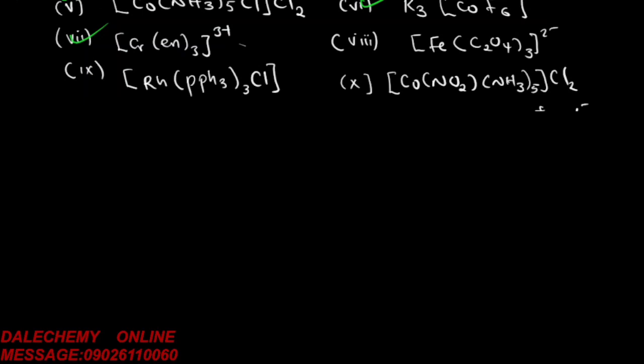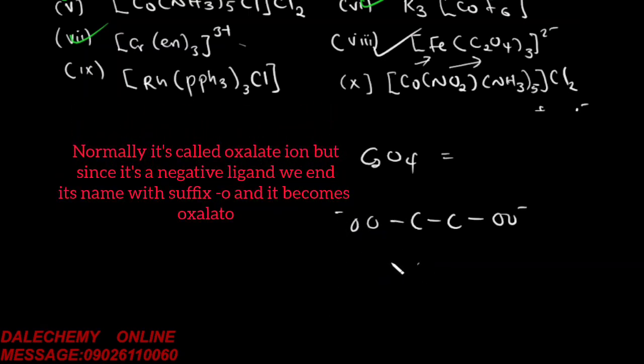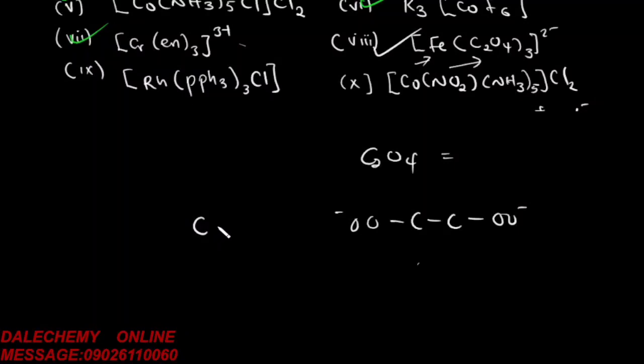Now for this, it's a negative complex. So you just have to name the ligand and the metal, that's all. So for this C2O4, it is an oxalate ion. This is the way they normally draw it. You just put O minus, O minus. So you call it oxalato. Just call it oxalato. Sometimes they will do the structure like this, and this is also having the negative. So it's a bidentate ligand.